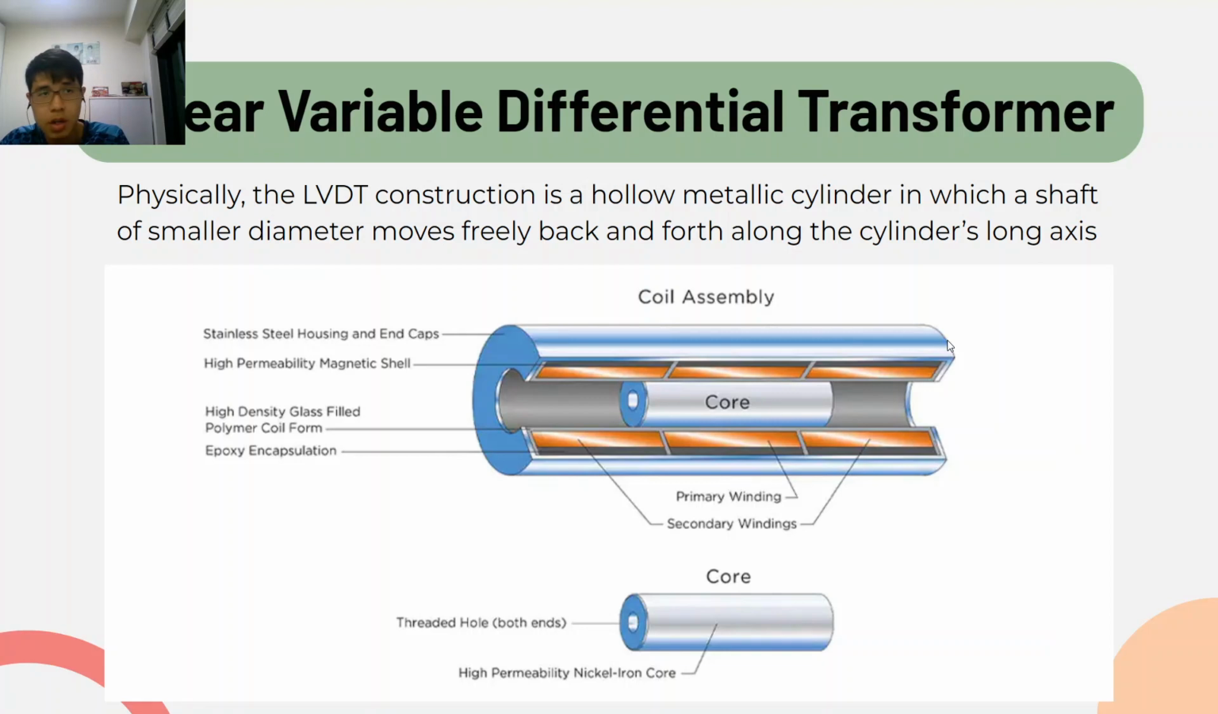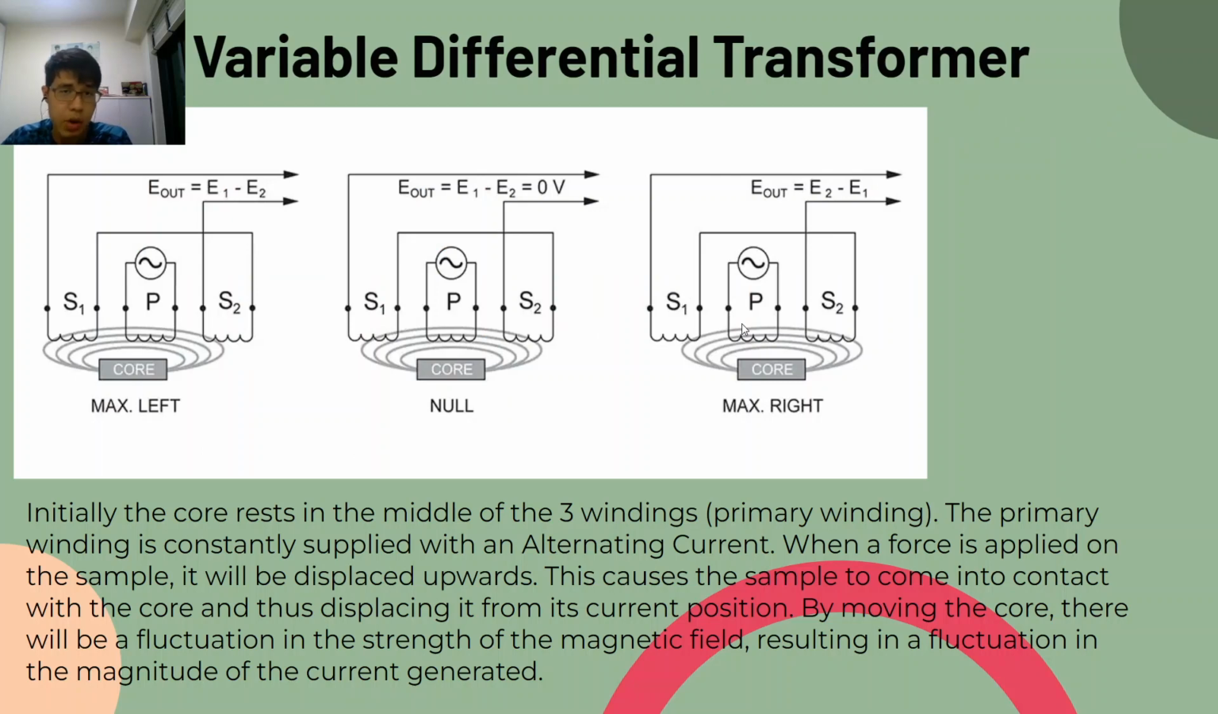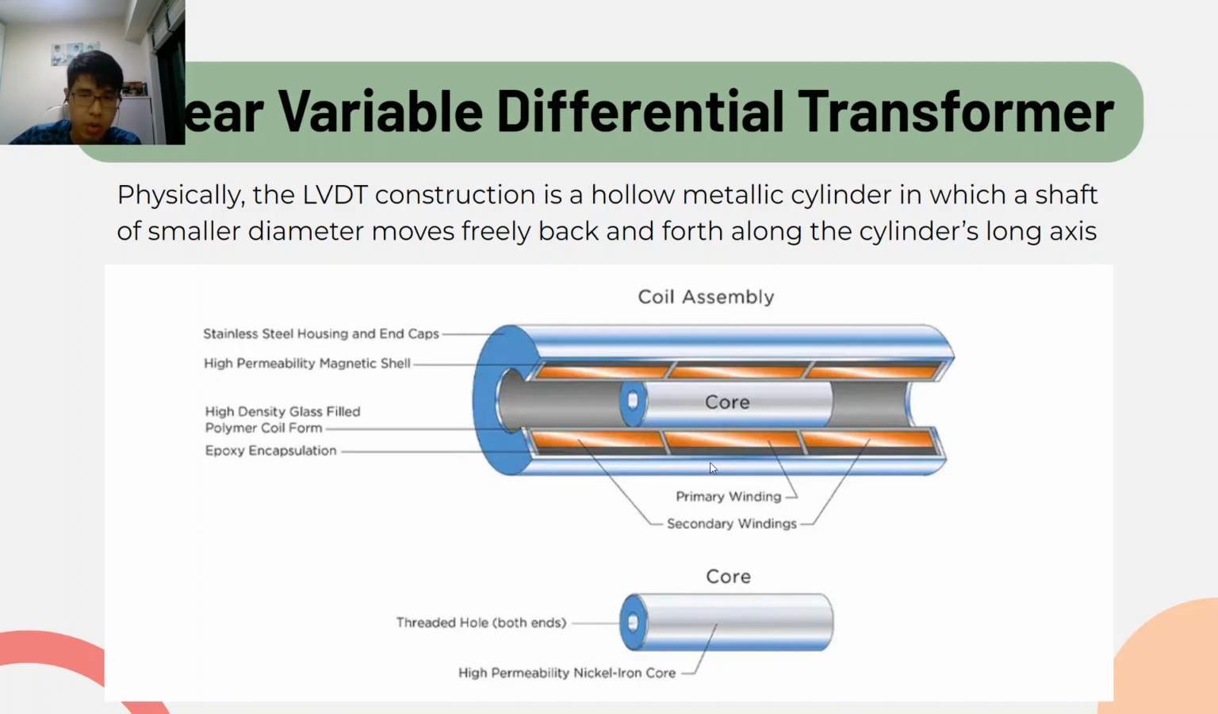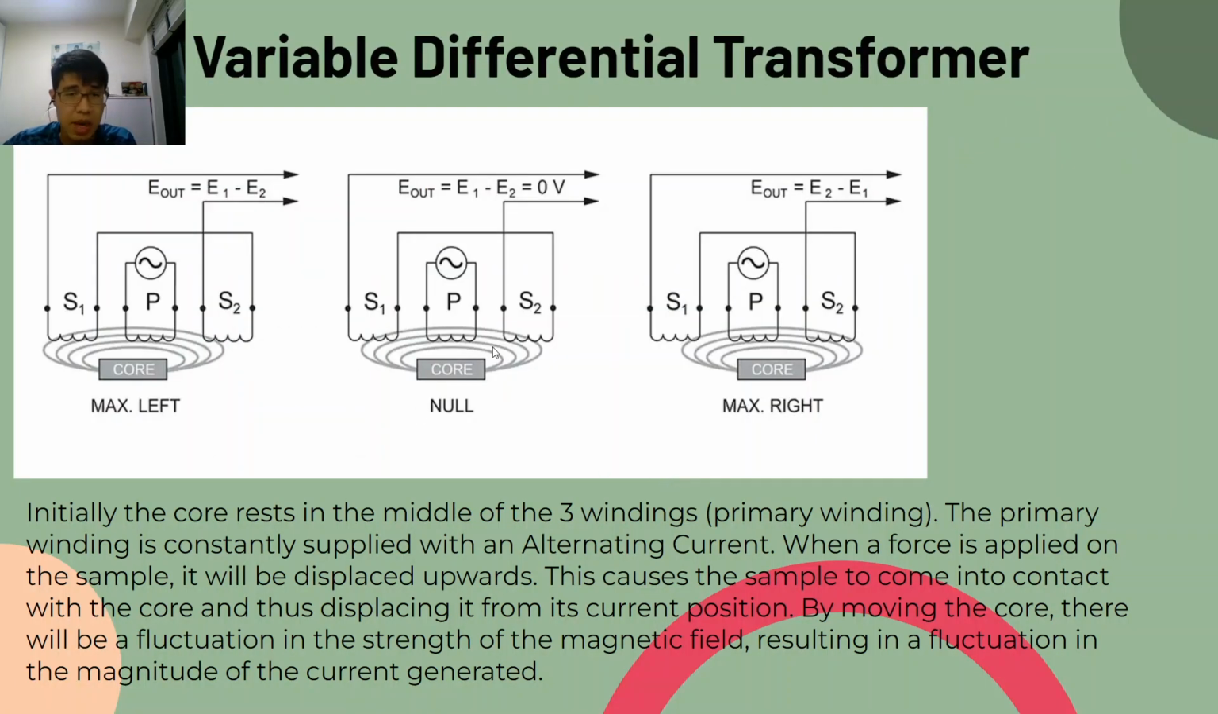Right. So the LVDT is essentially just a hollow metallic cylinder with another shaft that can move freely inside the cylinder. And how it works is that initially the shaft would remain right in the middle of the primary winding, and it will be spread slightly towards the secondary windings. But essentially, the primary winding will be connected to an AC circuit, and as a result, this would induce an electromagnetic field around the core.